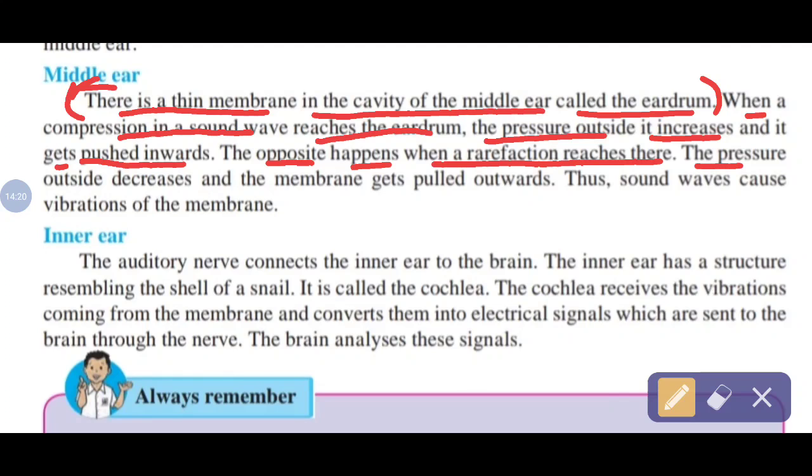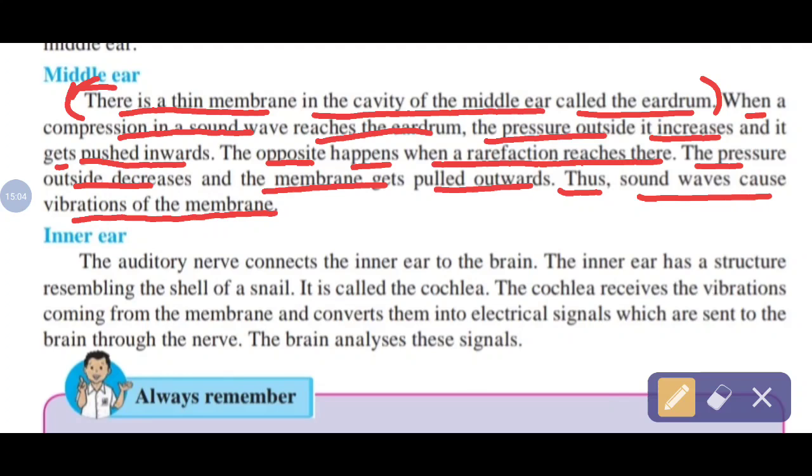The pressure outside decreases and the membrane gets pulled outwards. The pressure from outside decreases, then what happens? The membrane gets pulled outwards because the outside pressure is less, that is, it decreases. Thus, sound waves cause vibrations of the membrane, and we are getting the idea.